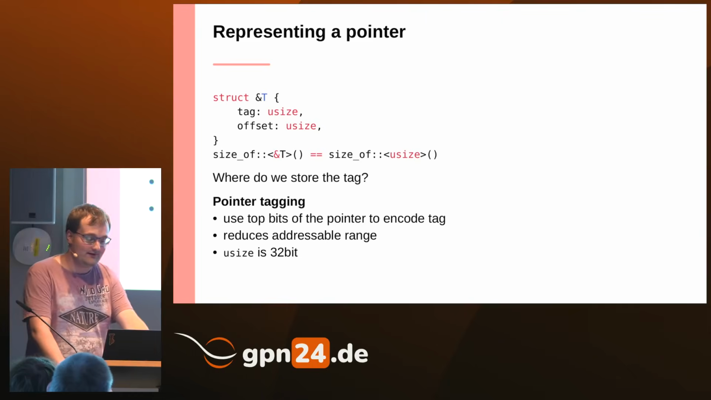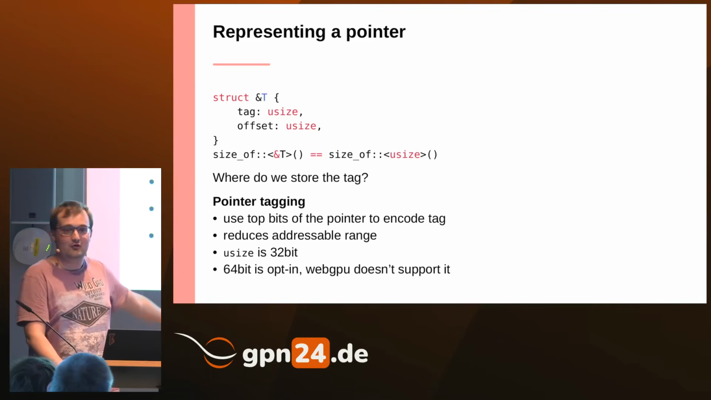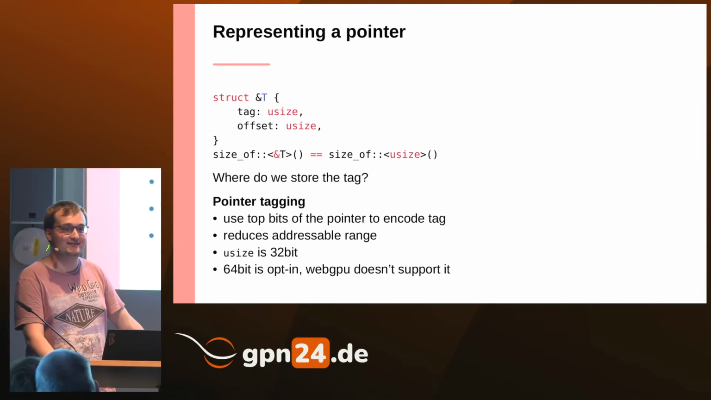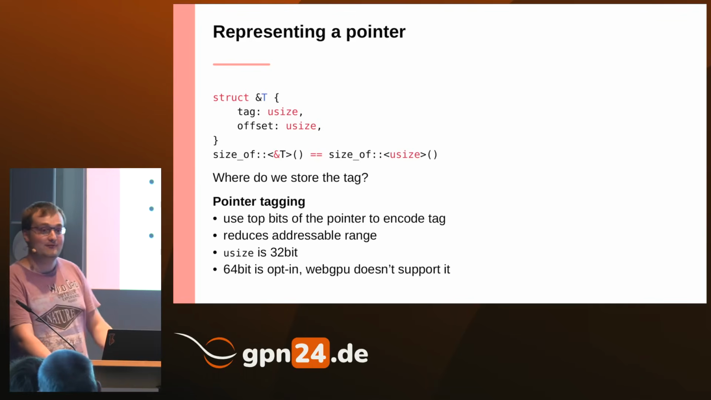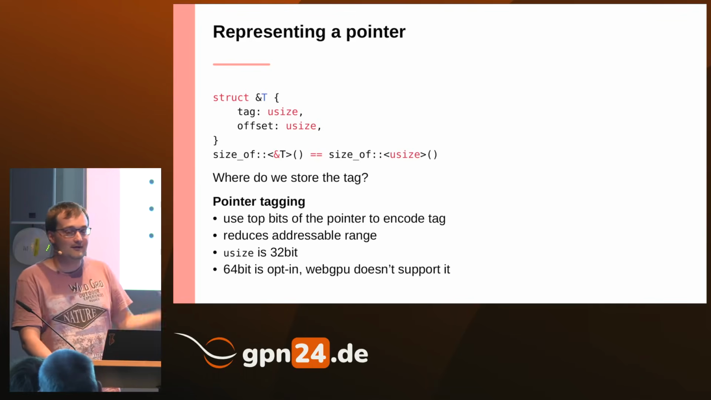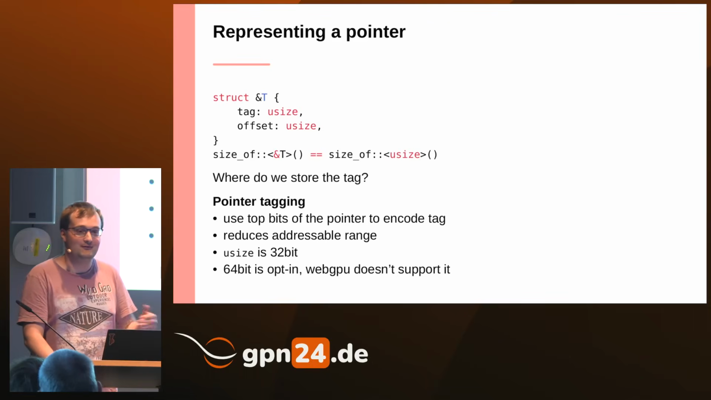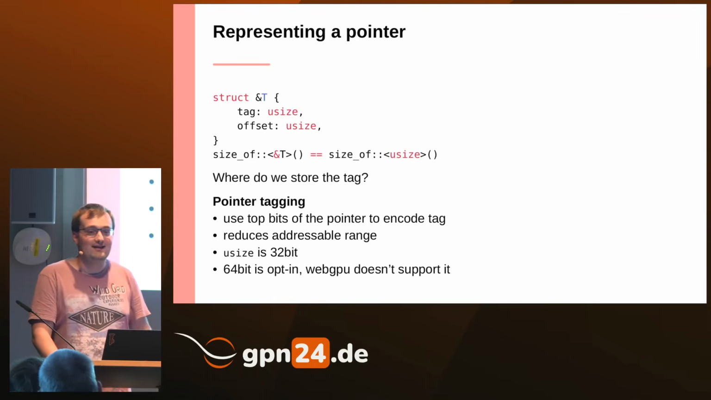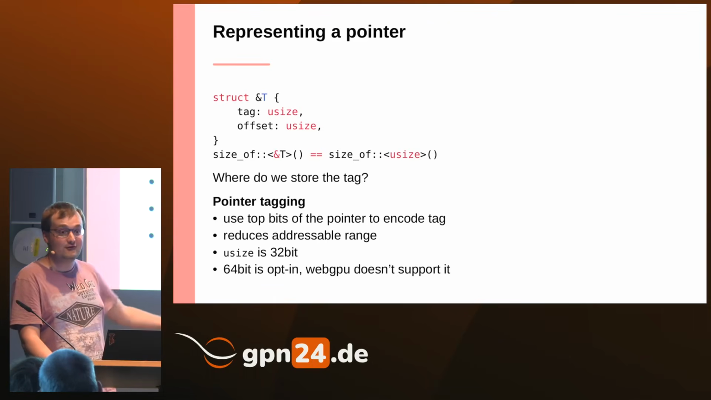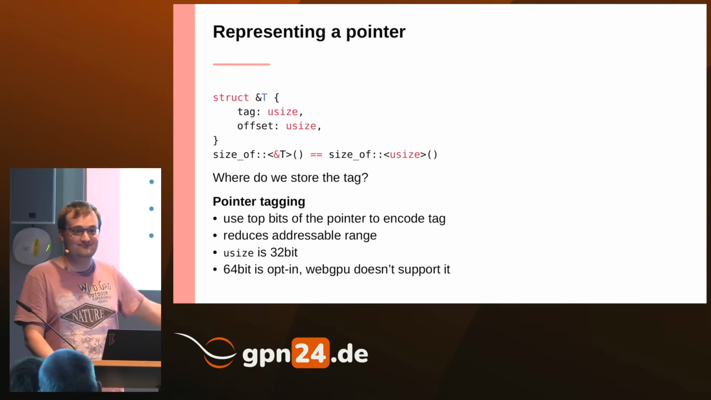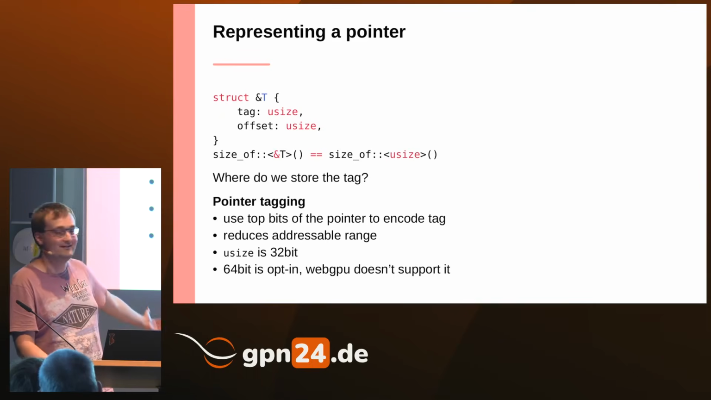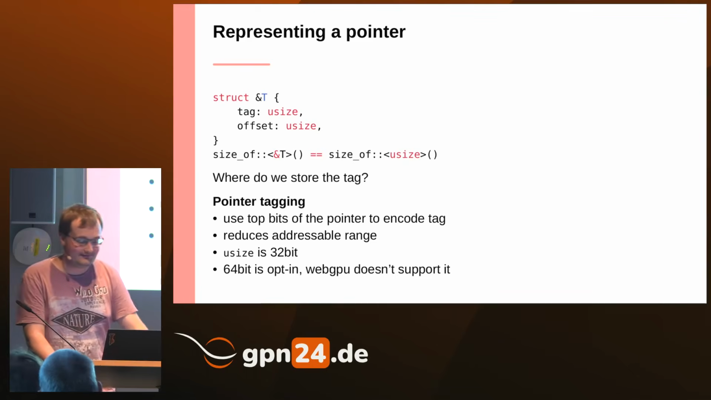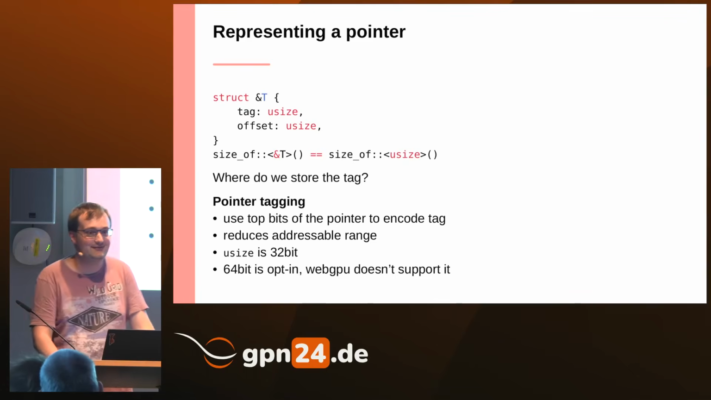Why is it 32-bit? Well, 64-bit is an opt-in on most platforms. You have to have hardware support for 64-bit arithmetics. And if you want to deploy to wgsl on wgpu, so you can deploy your game to a web page, well, the wgpu API doesn't support 64-bit at all. So that's really annoying, and you can't really do much about this, right?